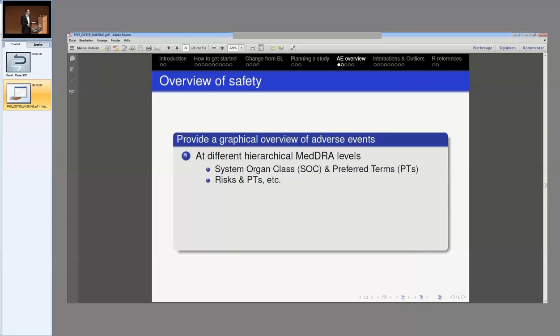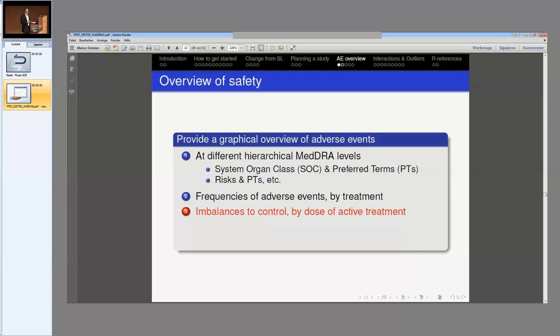Then a quick overview of safety, completely different topic, also in setting of clinical trials, where you have data from one trial or possibly several. So the question was, can we provide a graph where we can have an overview of safety, for example, by SOC levels, maybe with preferred terms inside, or by risks and preferred terms. And we would like to read off the frequencies of these adverse events by treatment. We'd also like to have an understanding of the imbalances versus the control treatment, and the different doses of active treatments.